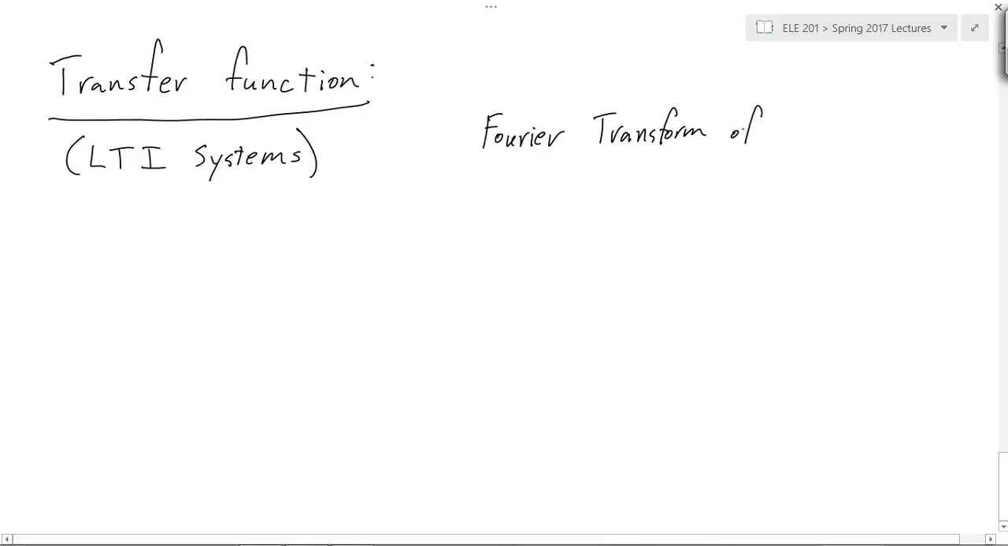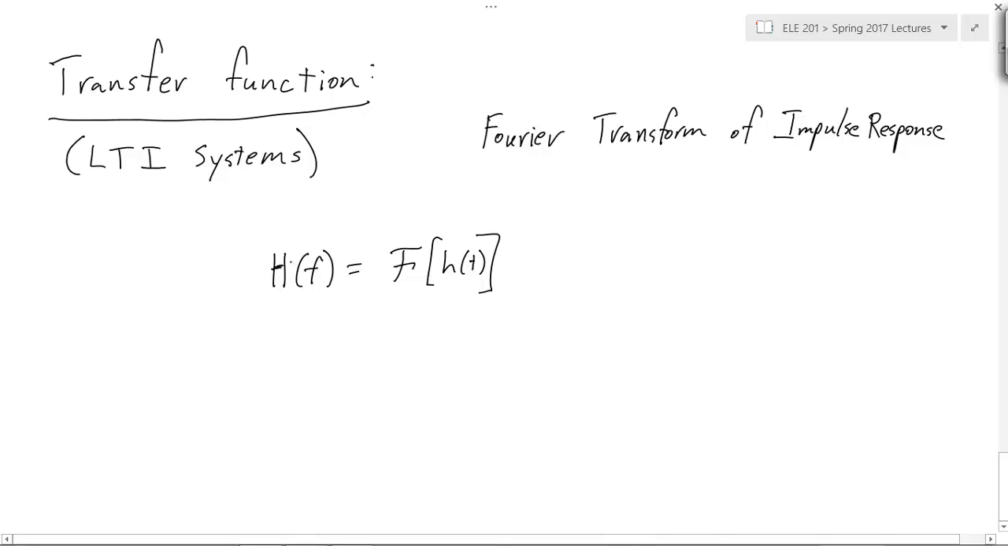Since the Fourier transform is invertible, you could equally well say that the transfer function fully characterizes an LTI system. Okay, so H of f equals the Fourier transform of h of t. Same thing in discrete time, right? Now, what does the transfer function mean?